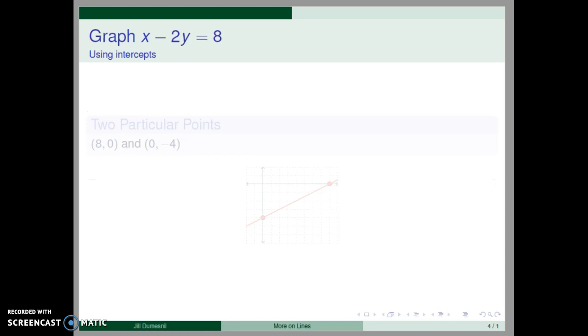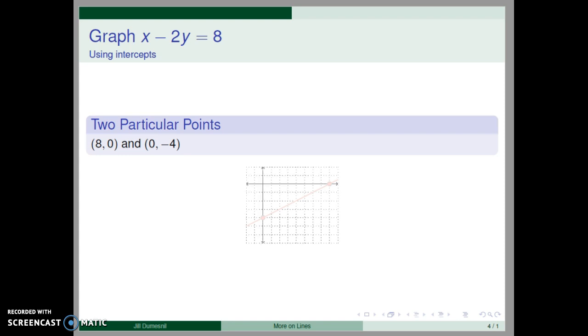Now let's use the intercepts to graph the line x minus 2y equals 8. We already found 2 points on the line: the intercepts (8, 0) and (0, -4). First we draw our coordinate axes and mark a grid or scale. We plot the point (8, 0), plot the point (0, -4), connect them with a line that extends beyond the points to indicate that the line continues.